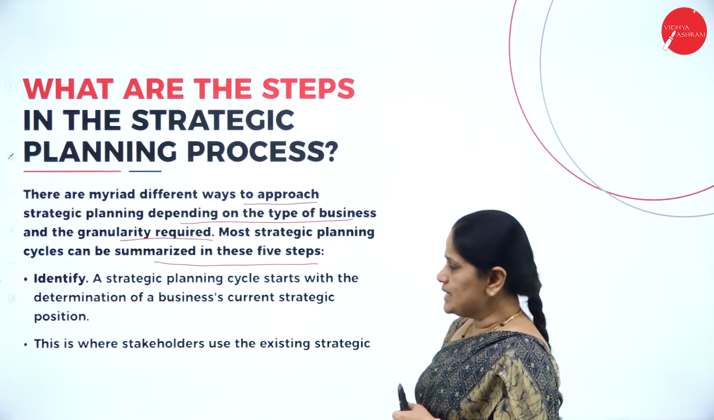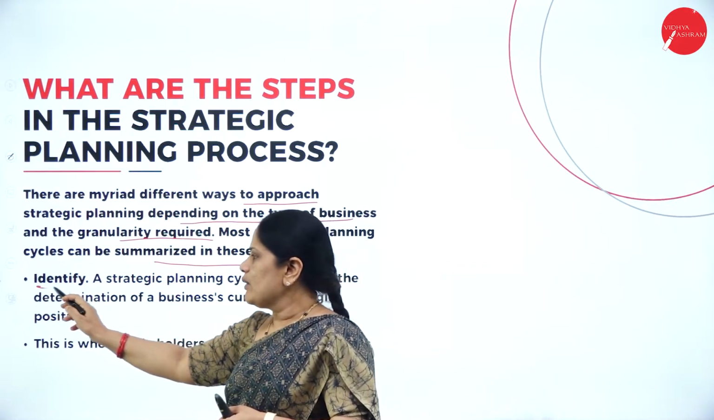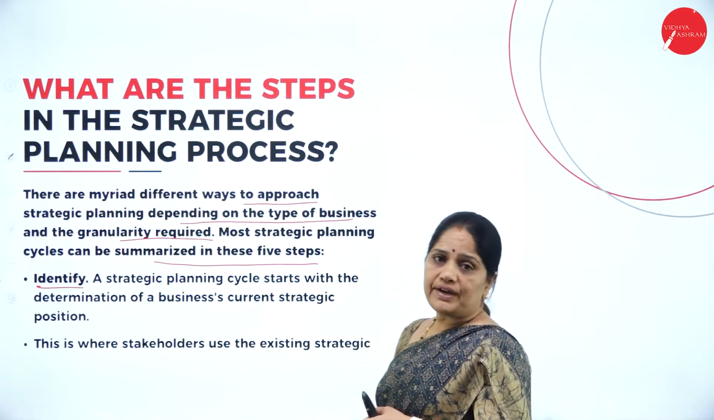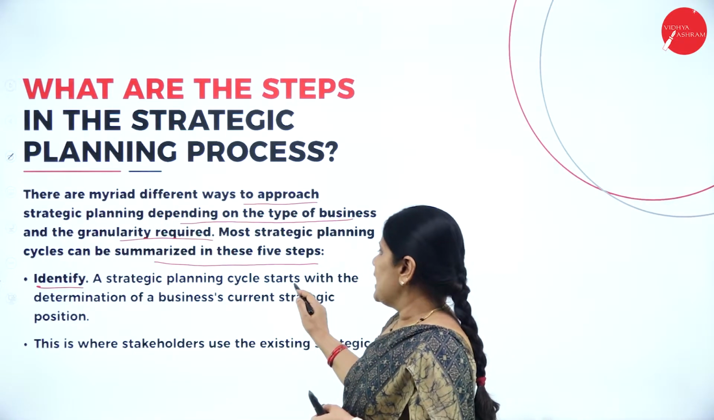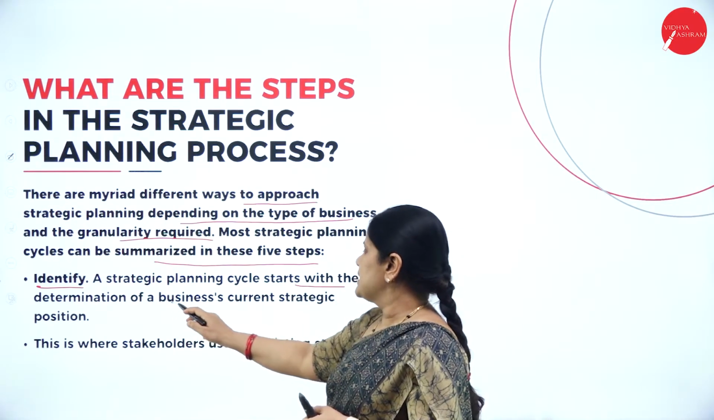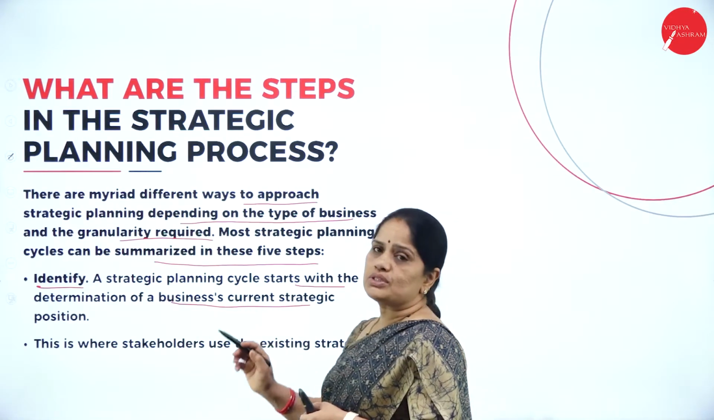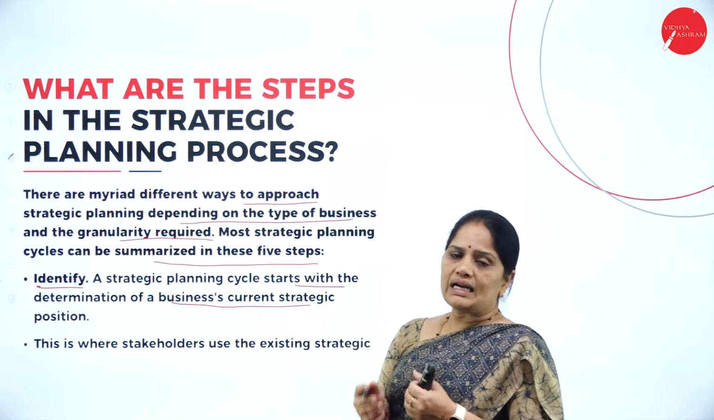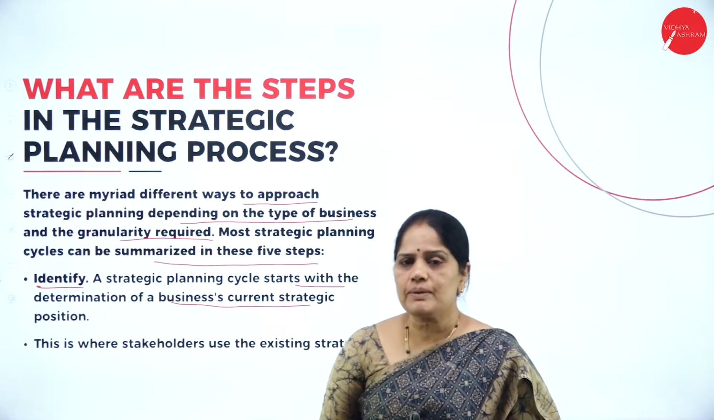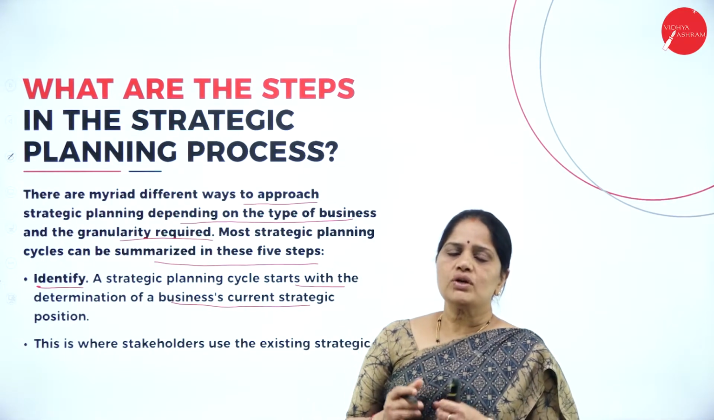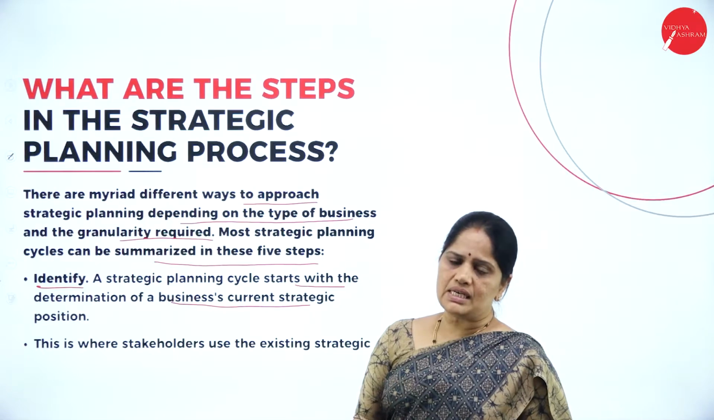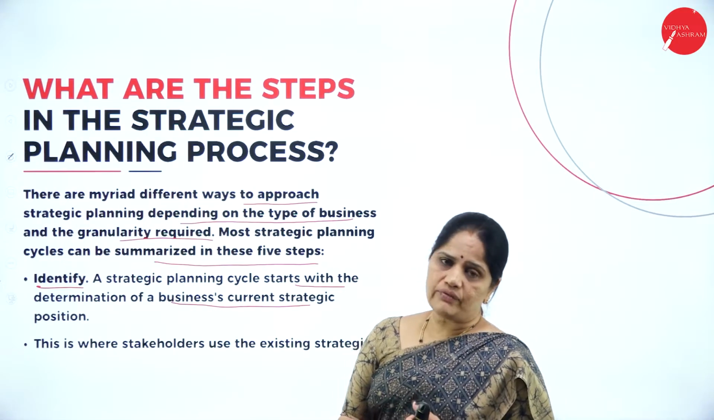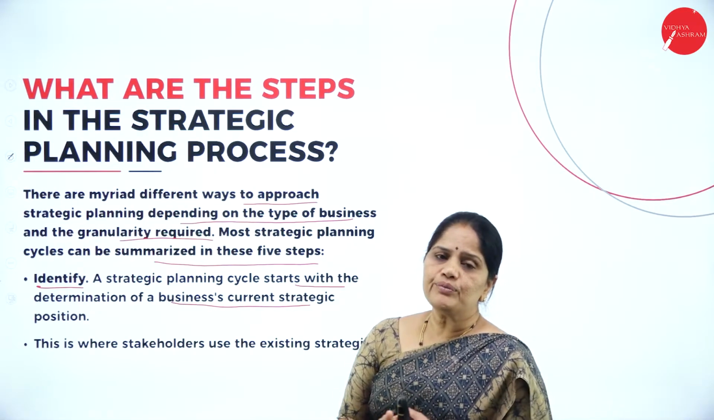The first step is identify. Now, what do we need to identify here? So, it starts with the determination of a business's current strategic position. So, when you undertake strategic planning, the first step will be to identify what is the current position of the business. So, what is the current status of the business and how do you move about?